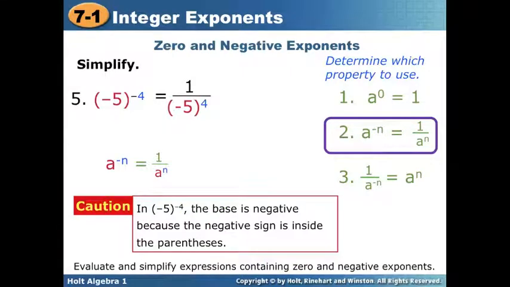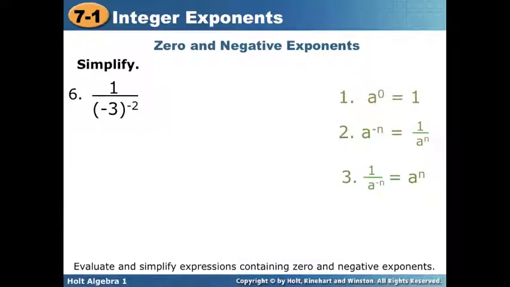So we'll have 1 over negative 5 to the positive 4th power. Again, remember that negative 5 remains negative. This can simplify to 1 over 625.